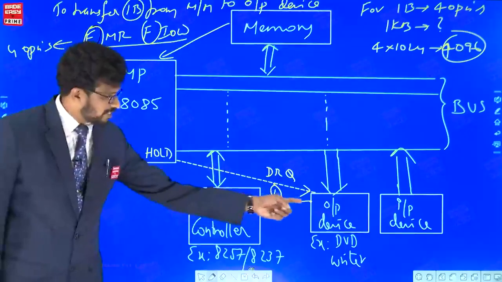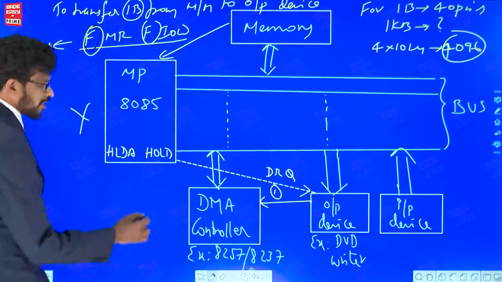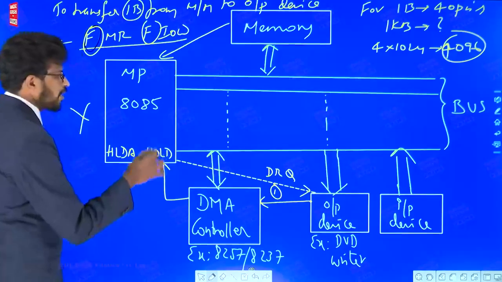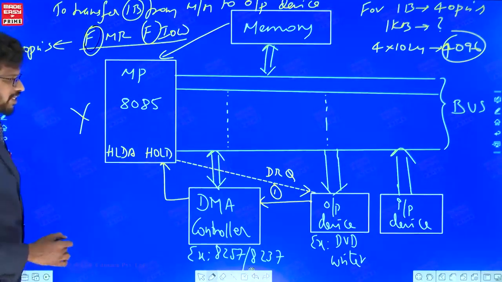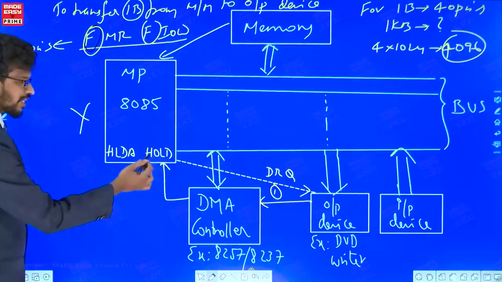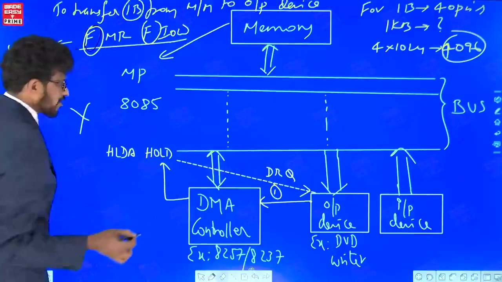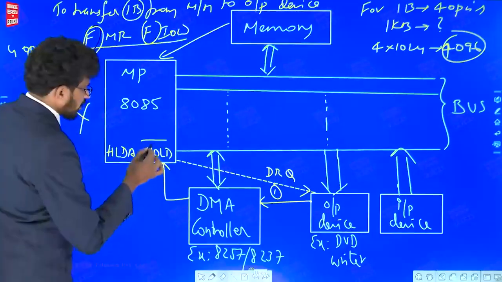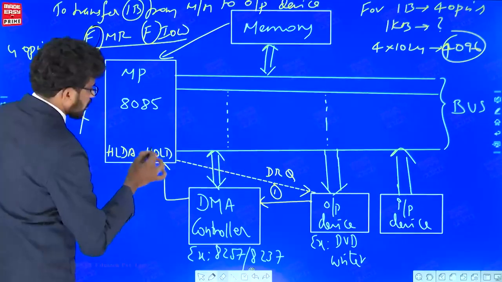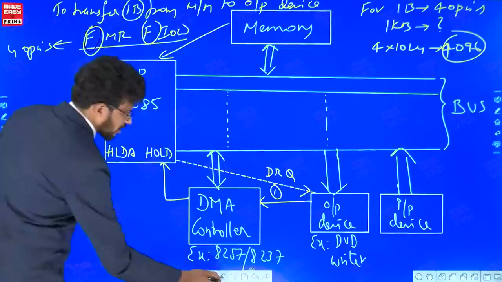The DMA controller will receive the request from the device, and the DMA controller also requests the microprocessor on a pin called hold. Now observe carefully, is the hold signal high active or low active? If there is a bar over it, that is low active. If the bar is not there, then it is called high active. If bar is there, low active. Okay, fine.